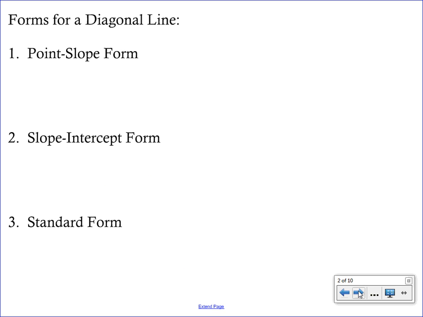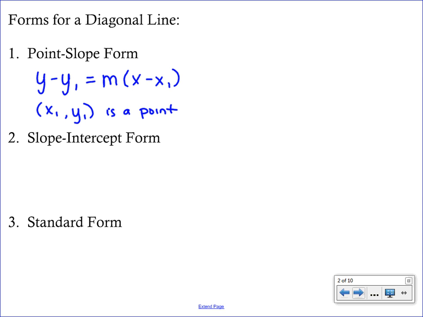So we have three different forms for a diagonal line. Now remember, diagonal lines have an x and a y. The first is the one that we're going to work with almost all of the time, and it is called point-slope form. It looks like this. It's y minus y1 equals m, and then parentheses x minus x1. The reason this is called point-slope form is that you're given a point, x1, y1, and you'll recognize that just from our slope formula again. You just take a point and you label it x1, y1, and then m obviously is the slope. So there it is, point-slope form.